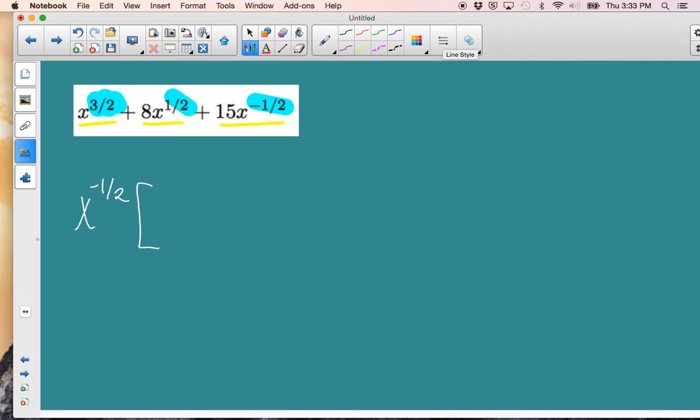Now, x to the negative 1/2 times what would give me this x to the 3/2? Remember, you add exponents, so I need x to the 4/2 here. Negative 1/2 plus 4/2 will give me 3/2. For my second term, you have 8 times x to the, and negative 1/2 plus 2/2 would give you positive 1/2. For the third term, you're going to have just 15, because x to the negative 1/2 times 15 gives you your third term back.